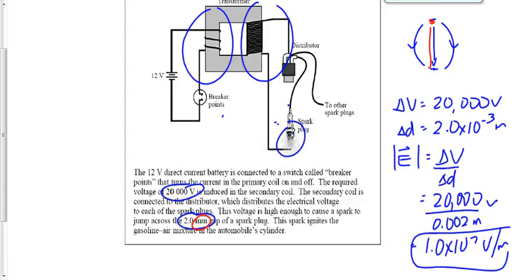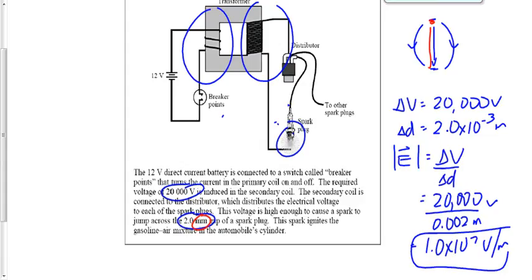No. Good guess though. Yep. 10,000 volts. It would be like asking, what's the change in height as a car goes all the way down the hill? 10 meters. Well, what's the change in height as it goes halfway down the hill? 5 meters. That make sense? If it went a quarter of the way across, then it would be a quarter of the potential difference, 5,000 volts, or whatever the case may be.